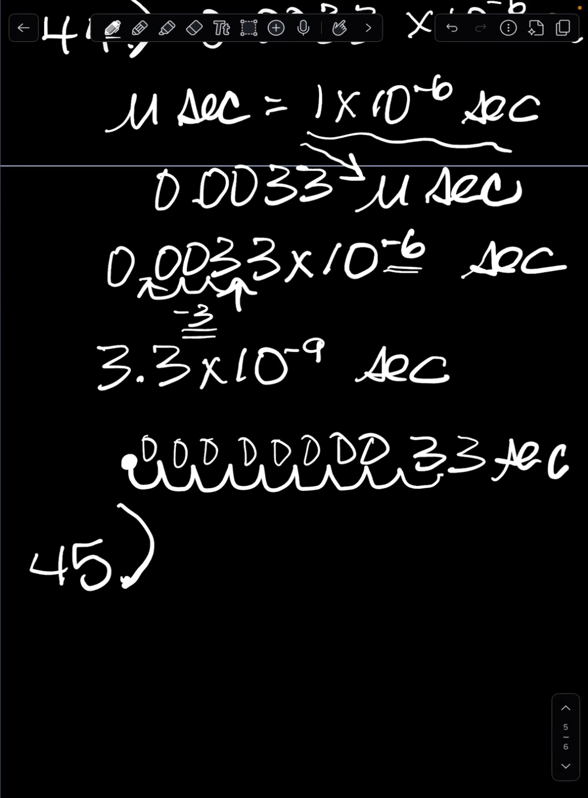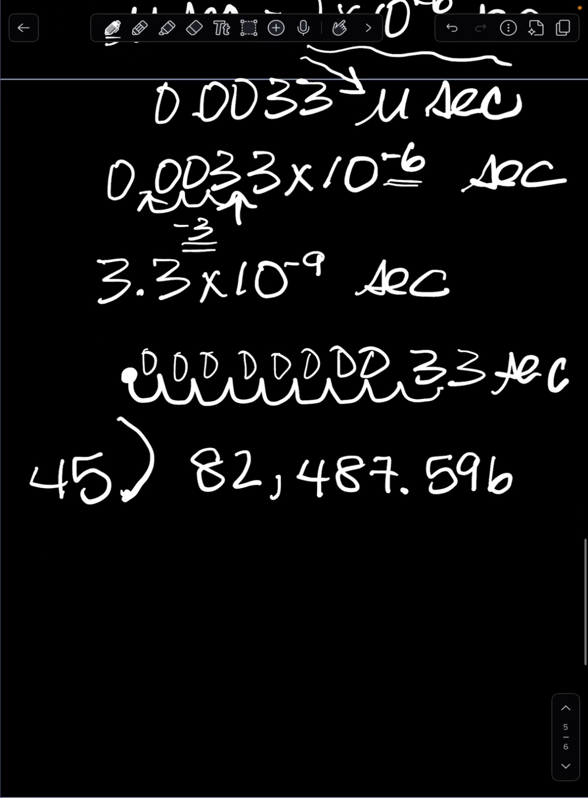Number 45, round to each place value. So we have 82,487 and 596 thousandths. So A, the number, if I'm going to round to the thousands, that means I'm rounding this. The 2 is in the thousands place. Okay. So I always keep everything to the left of the same. Once I get to that 2, I'm going to pause. I'm going to look at the number next to it. It's a 4. That means it's going to stay a 2.